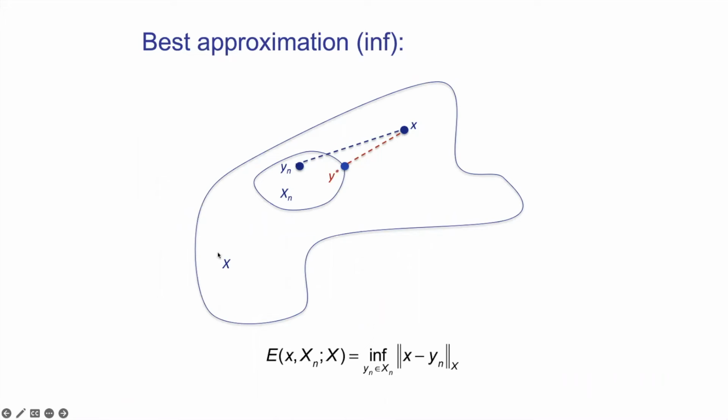So in approximation, think of it this way. You have a big space, X, and you slap a topology on it, the X topology. And what you want to do with a finite dimensional space is to approximate X. The best approximation is the element in your finite dimensional space that's closest to X. So it would be y star here. That's just the infimum over all y_n in this space.